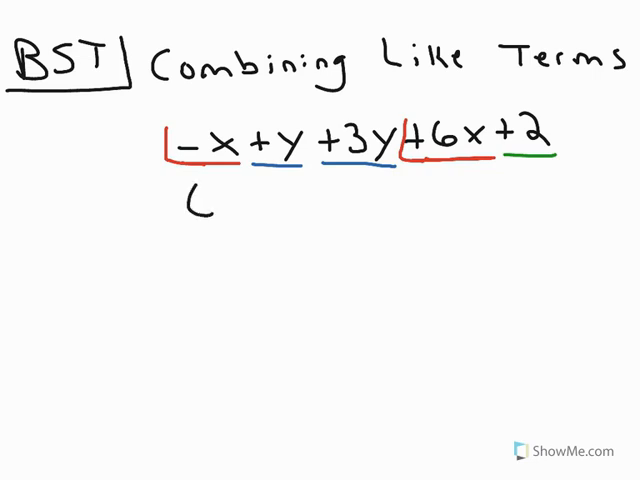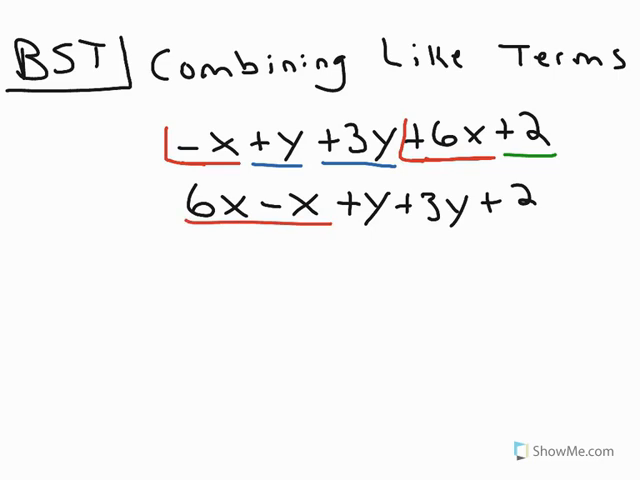So I'm going to take the 6x and the negative x and put them next to each other. Then I'm going to take the y and the 3y and put them next to each other. And then I'm going to take the plus 2. Again, remember that you keep the signs, otherwise you won't get the correct answer. So we have our x's, our y's, and then the 2.